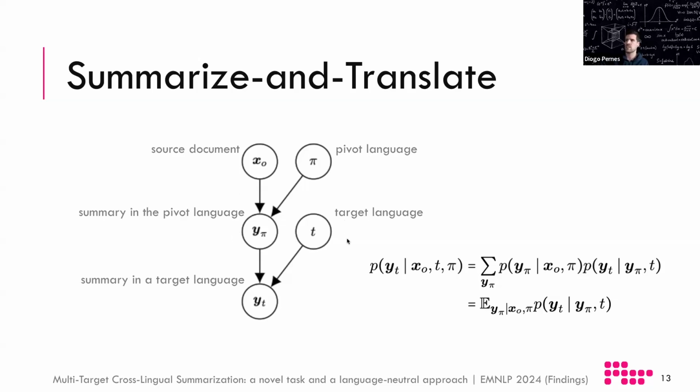And then for the remaining target languages, so for each target language, use the pivot summary and the chosen target language and produce a new summary in the target language. So this first step would correspond to the summarization of document X into the pivot summary Y_P in the pivot language P. And then the last step here will be a translation from summary Y_P in language P to summary Y_T in language T.